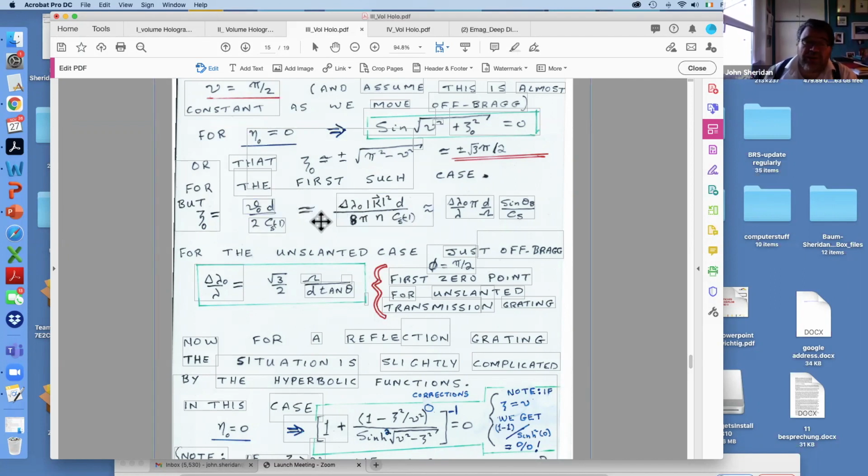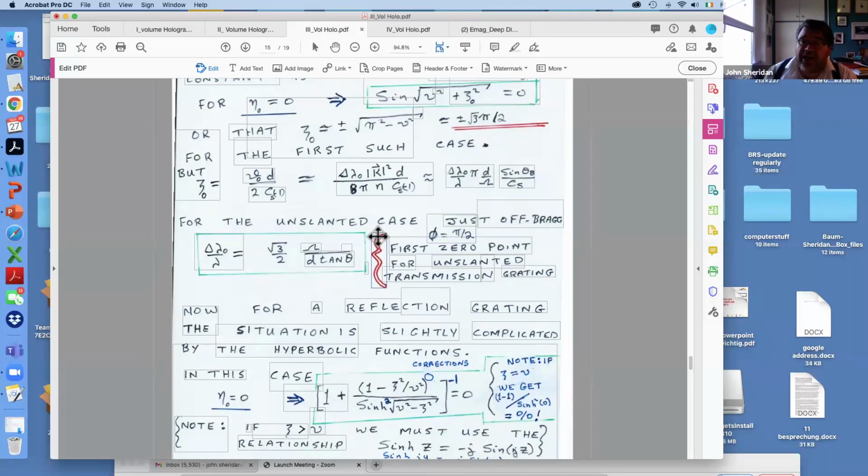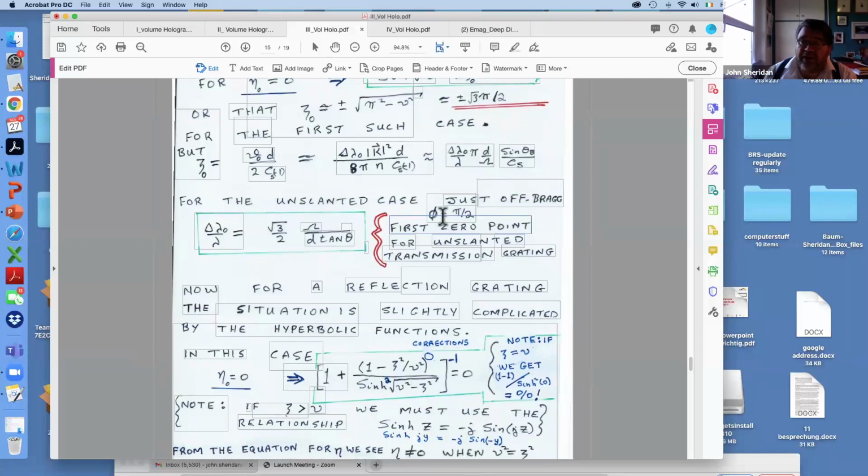Remember, we said it was equal to sigma minus the square root of sigma squared minus beta squared, divided by 2 beta. And so we have this expression here in terms of the fundamental values, this sine of theta B divided by CS, D over the period, again, delta lambda 0 over lambda. So it's like a fractional variation. And for the unslanted case, just off Bragg, yeah, this is equal to this. This is the first zero point for the unslanted transmission grating.